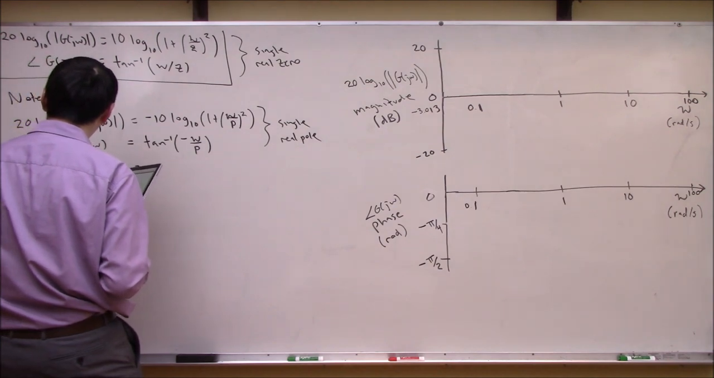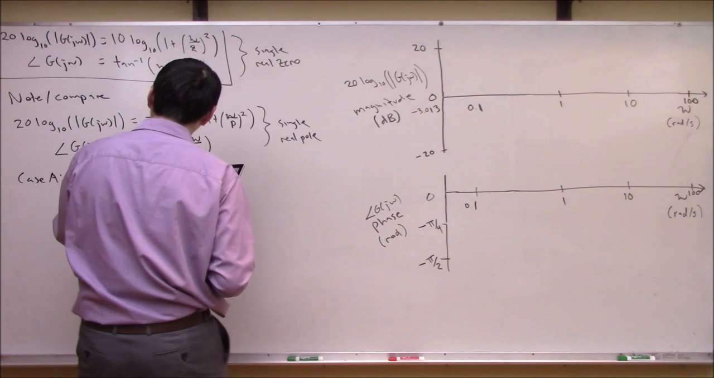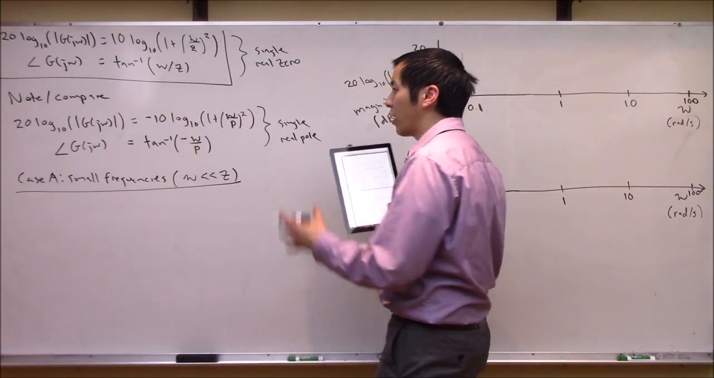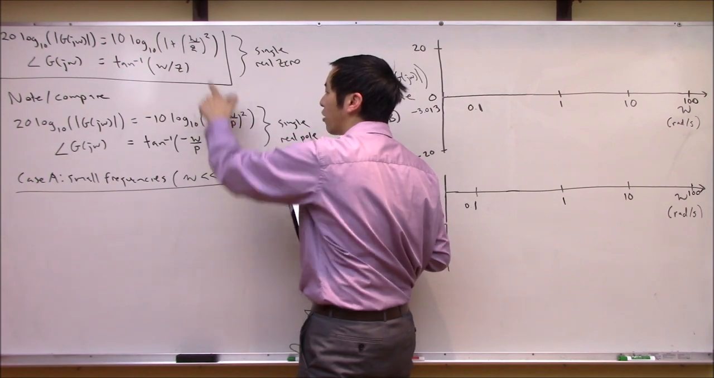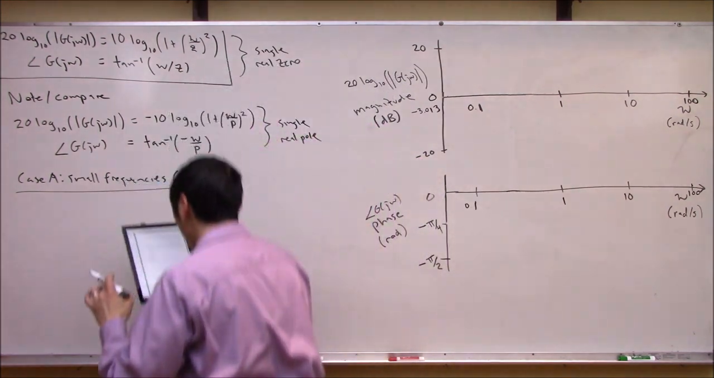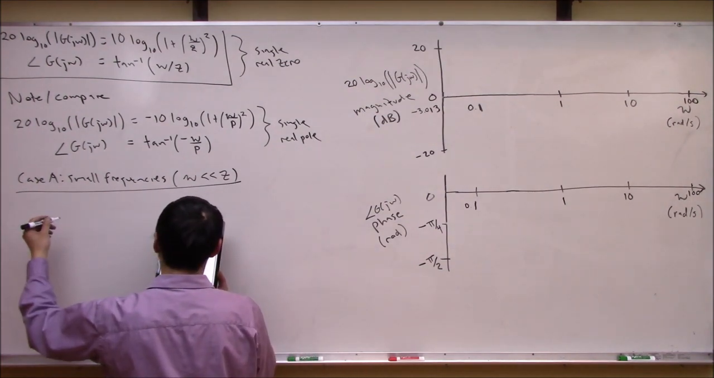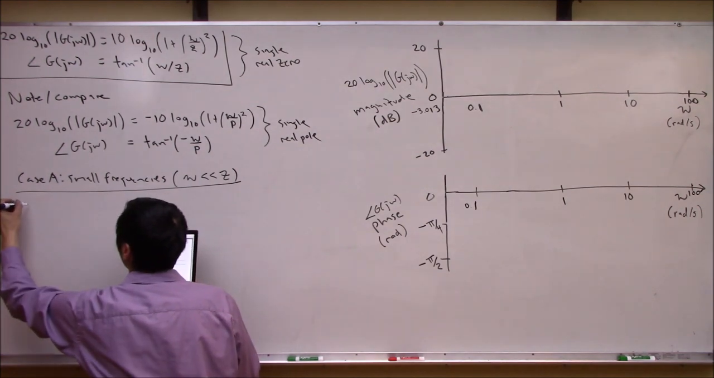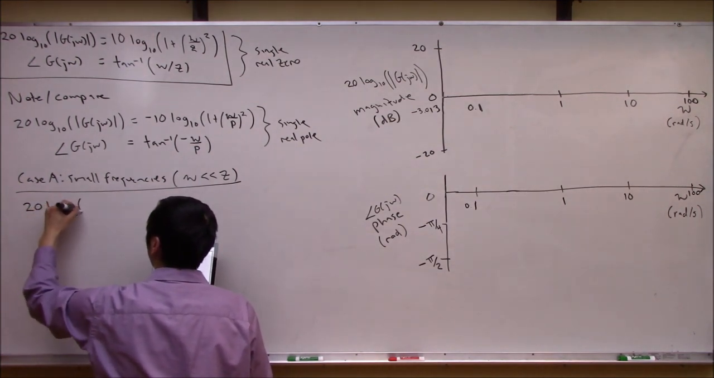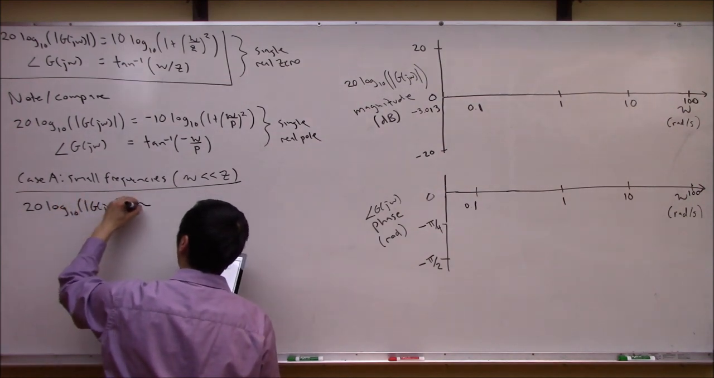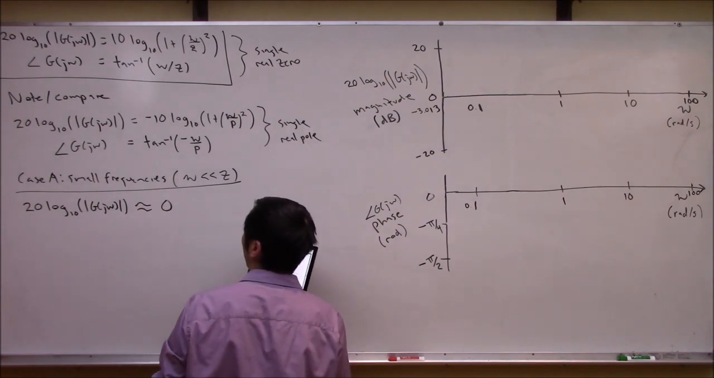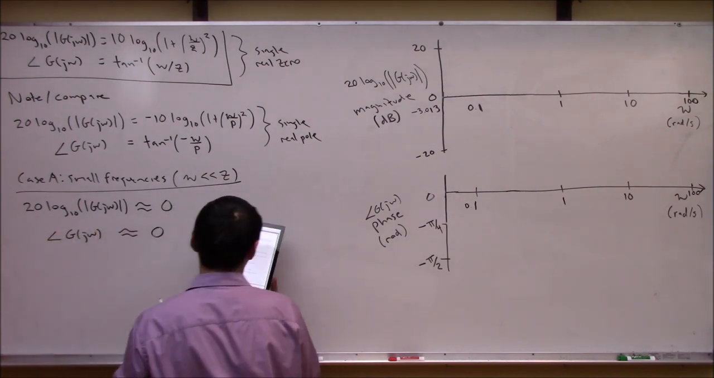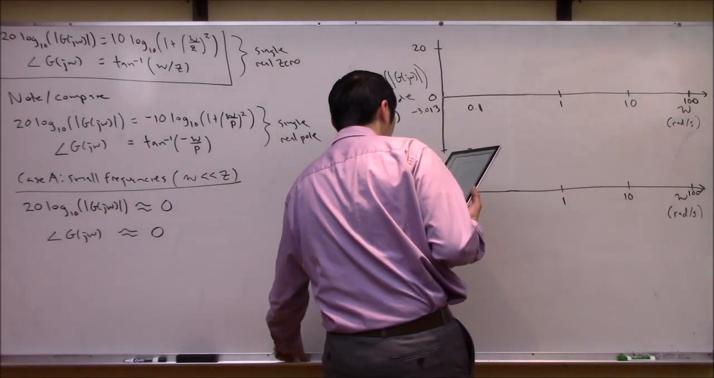So again, case A was small frequencies, namely omega is much, much less than the zero location z. This is the exact same analysis we did earlier, and pretty much all the same logic applies, because the expressions are virtually identical. So at small frequencies, I'm just going to skip all the steps because I don't need to repeat myself. Feel free to back up the video and look at how we analyzed the single real pole. It's basically the same thing. So in our case with a single zero, 20 times log base 10 of the magnitude of G of j omega approximates to basically zero, the same thing we had earlier. And finally, the angle of G of j omega, if you follow that same logic, also comes out to be zero.